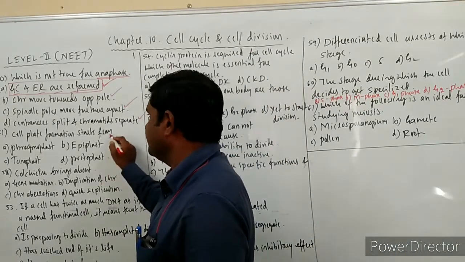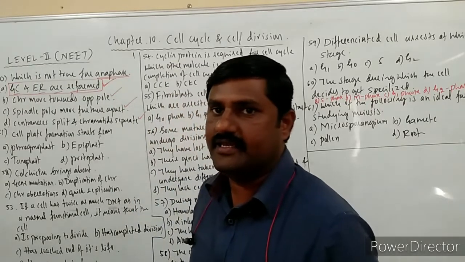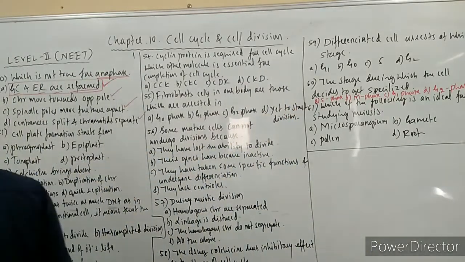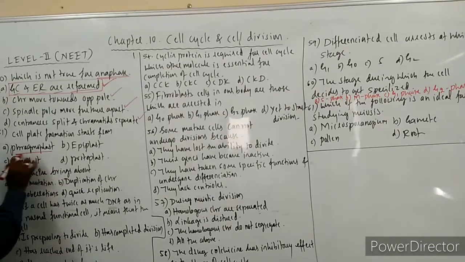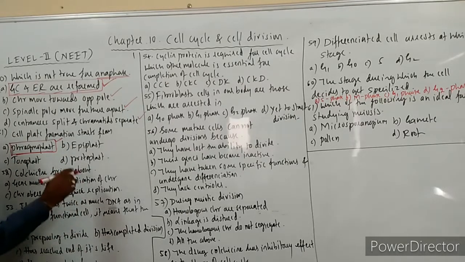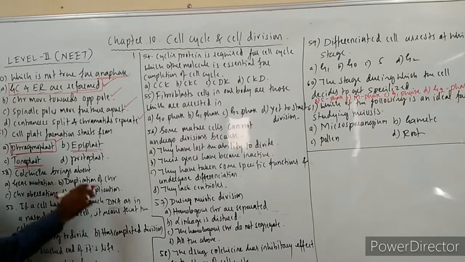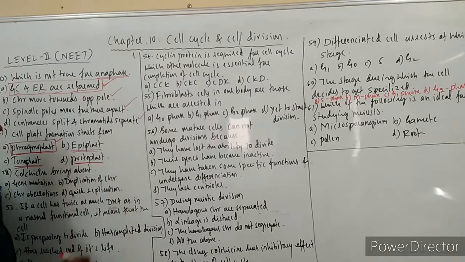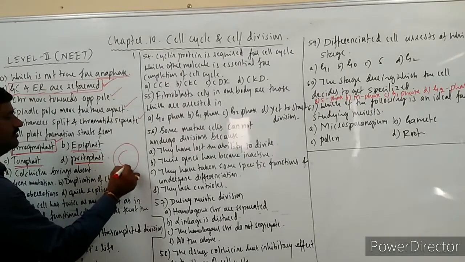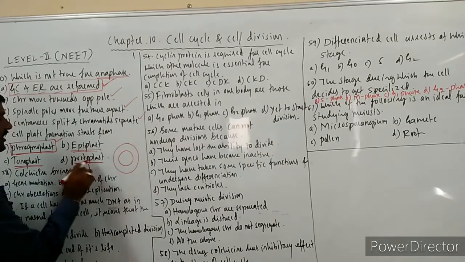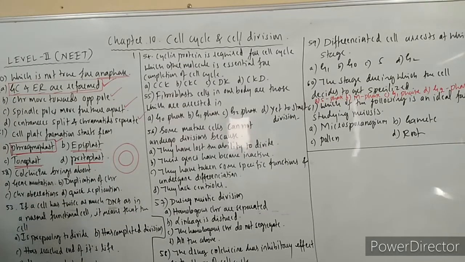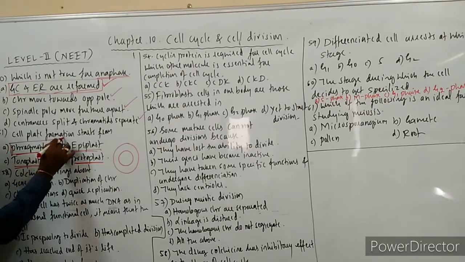Cell plate formation starts from. The cell plate initially starts from the formation of the phragmoplast. Phragmoplast is formed first and later it continues to form the cell plate. It is not epiplast, and it is not tonoplast, which is the membrane around the vacuole. It is not protoplast, which is the cell contents with the membrane itself. So the correct answer for this question is phragmoplast.